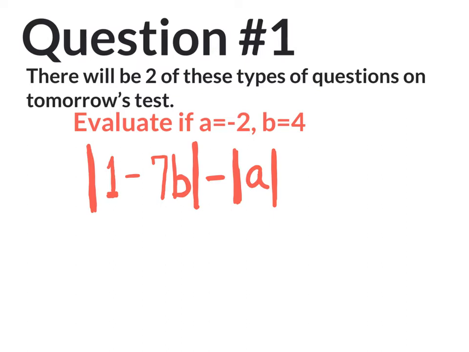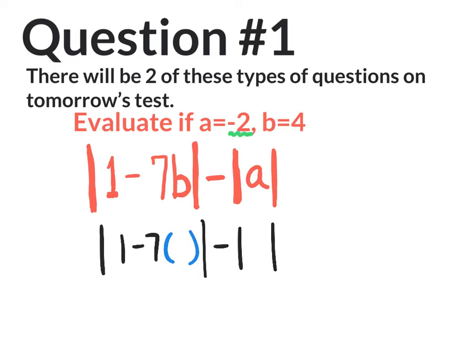So to evaluate, we want to plug in the values. So I have the absolute value of 1 minus 7 times b. The b value I'm going to put in parentheses, close absolute value, minus the absolute value of a. The absolute value of a, well, a is negative 2. I'm going to put a negative 2 right in there. And the b value is 4, so I'm going to put a 4 right in here.